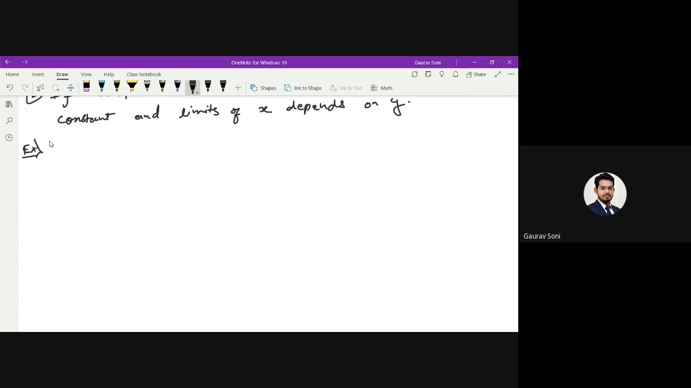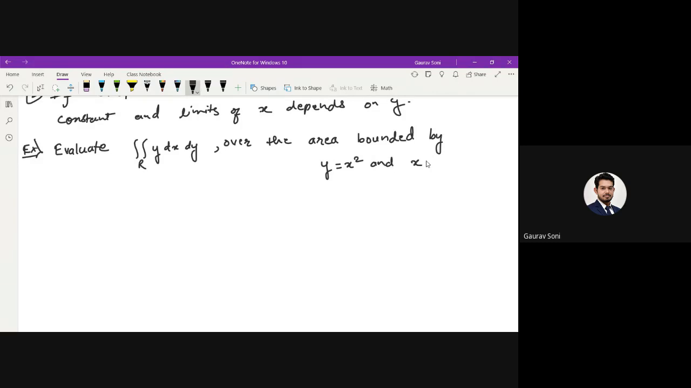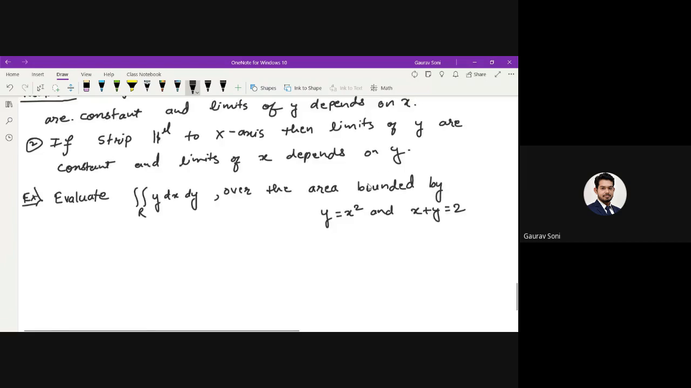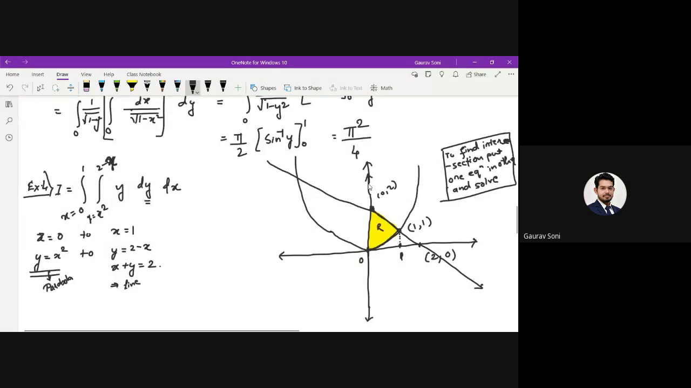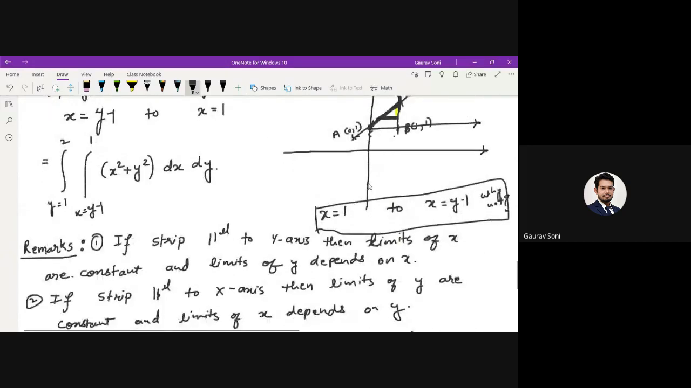Okay, so the next example is: evaluate the double integral over R of xy dx dy over the area bounded by y is equal to x square and x plus y is equal to 2. This we have done.